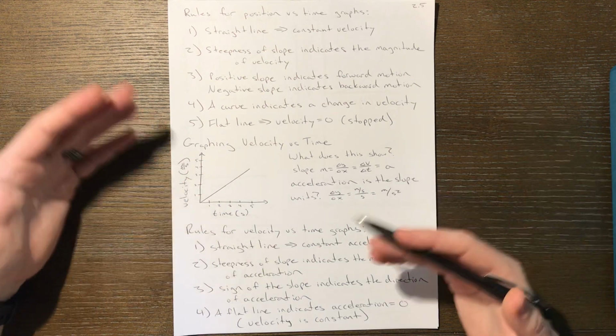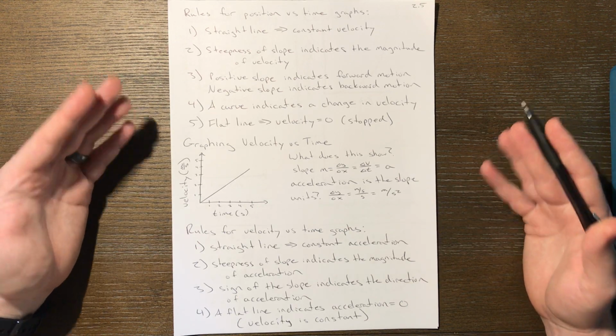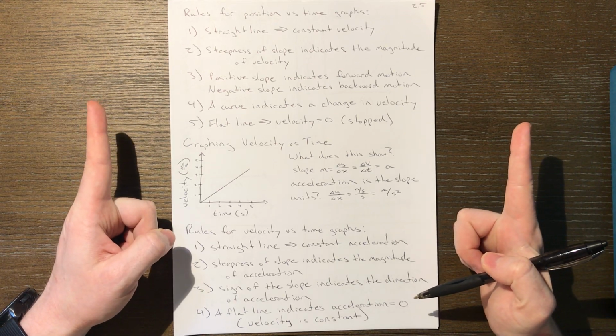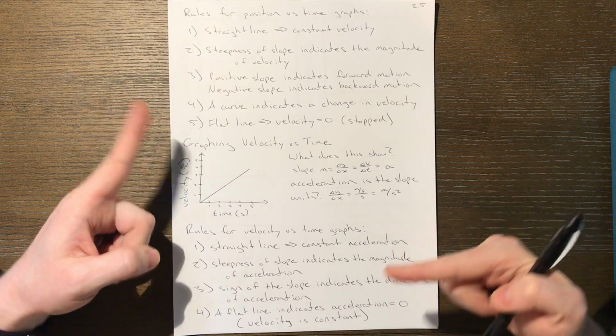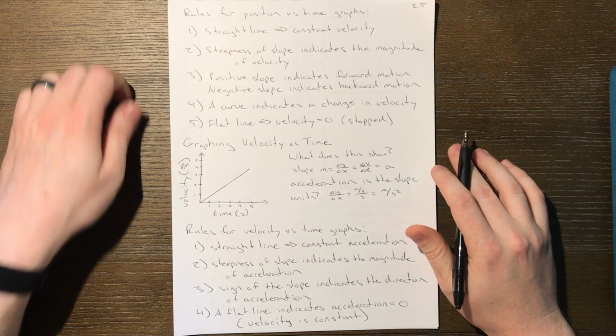And of course, you can then compare those to your velocities to determine if you're speeding up or slowing down. Remember, if velocity and acceleration are in the same direction, you speed up. If they're in opposite directions, you're going to slow down.